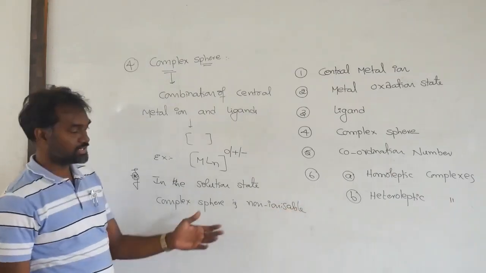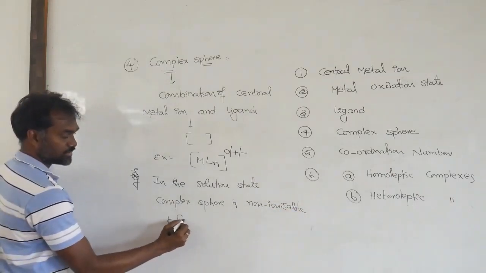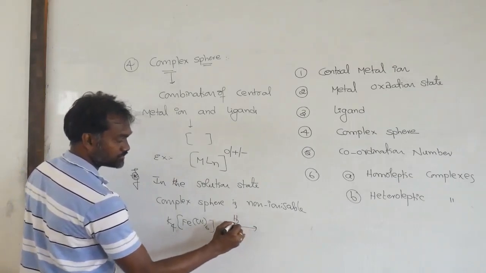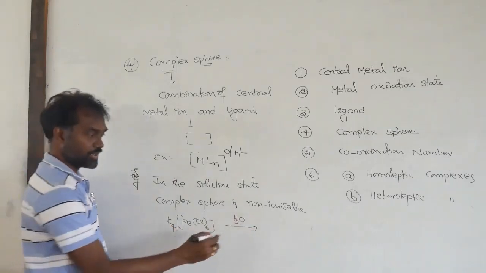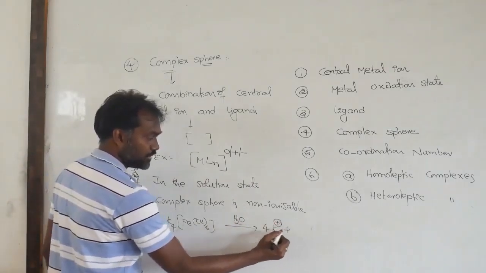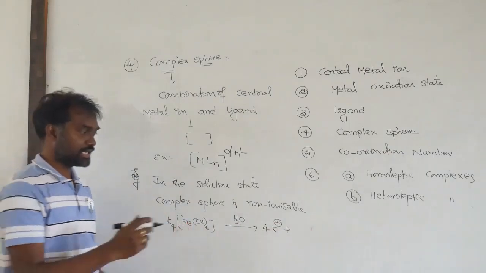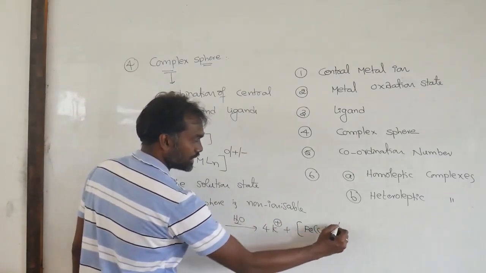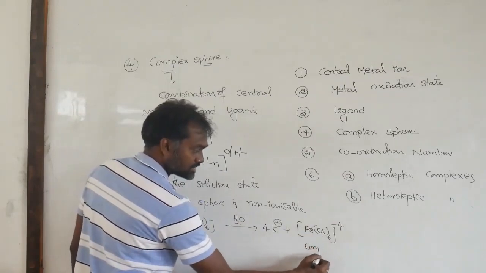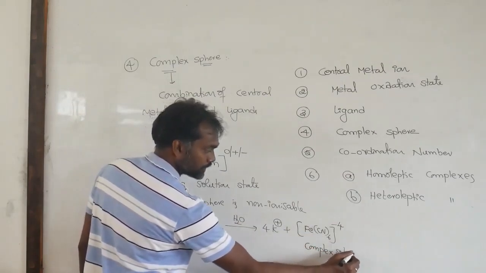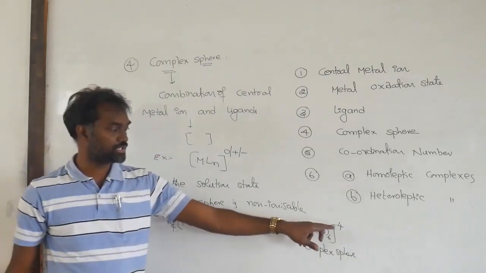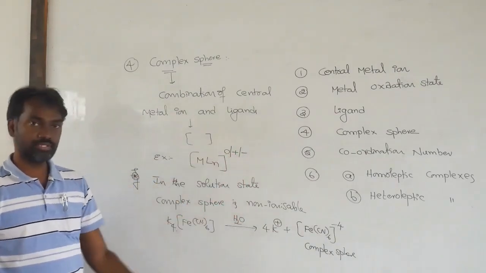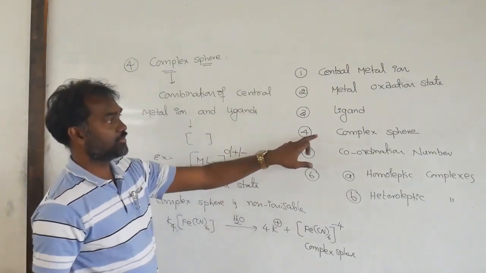Already at the start we discussed K4[Fe(CN)6], potassium ferrocyanide. You take this compound and treat it with water. Then what happens? Outside, potassium comes out as potassium ions. But the iron and cyanide do not come outside. So how can you write it? [Fe(CN)6]4-. This is called a complex sphere. Here it has 4 negative charges. So it may be negative, positive, or neutral. Many examples we can see in the future also. So this is about the complex sphere.